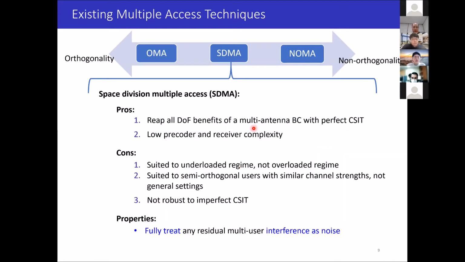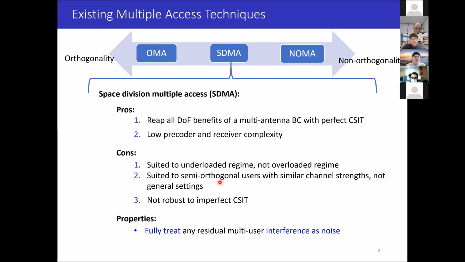So the benefit of SDMA is it's actually a very simple strategy, or relatively simple. It has low precoder and low receiver complexity, and it enables you, nevertheless, to reap all the multiplexing gain, or all the degrees of freedom that you have in a multi-antenna, multi-user communication when you have perfect CSIT. The drawback of this kind of strategy is that it doesn't work as well when the system becomes overloaded. So when you have to serve more users than the number of antennas that you have, it can be problematic. And this is something that can happen in a satellite context.